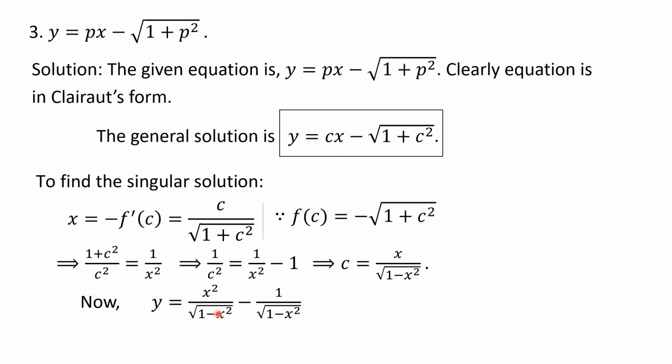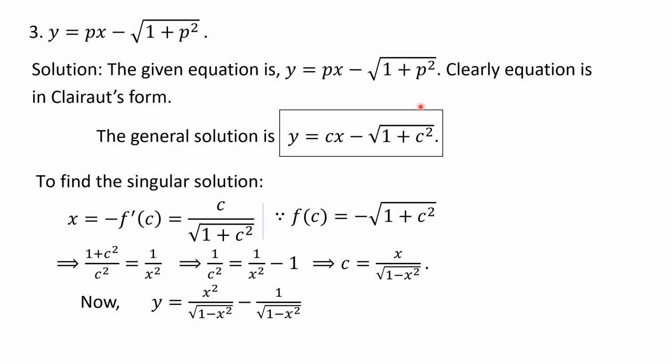That gives x square by root 1 minus x square minus square root of 1 plus c square. So what is 1 plus c square? From this, 1 plus c square is c square by x square. So I can straight away substitute for 1 plus c square, instead of substituting for c and simplifying. We get 1 plus c square is equal to c square by x square. So what is c square? C square is x square by root 1 minus x square. So x square by root 1 minus x square by x square, so we get 1 over root 1 minus x square.